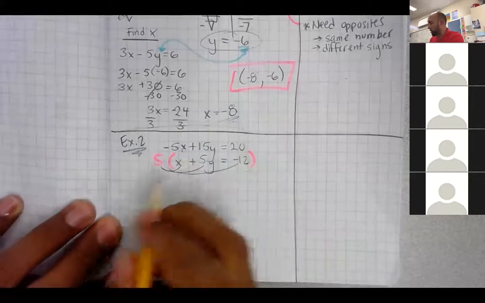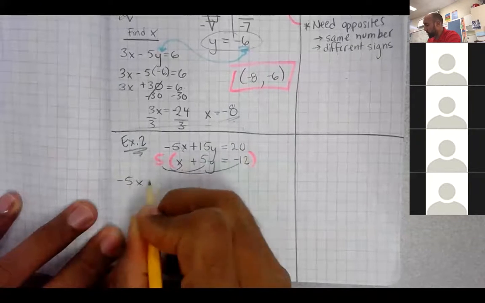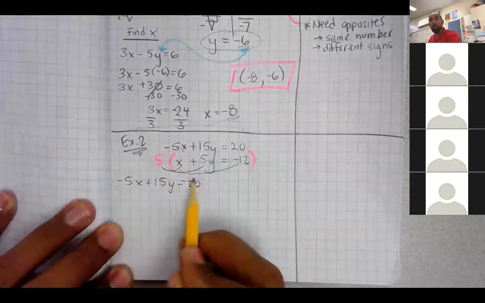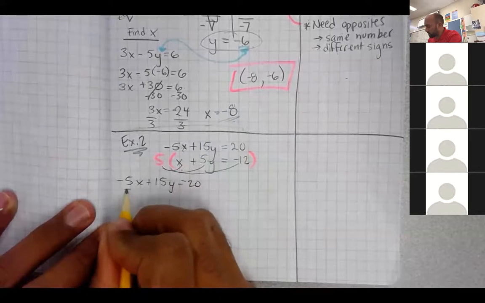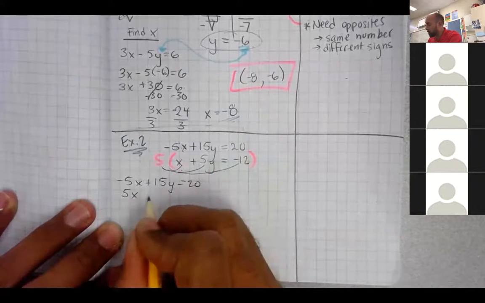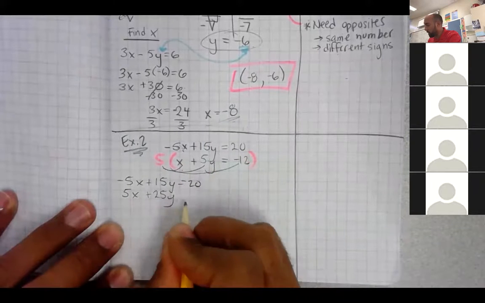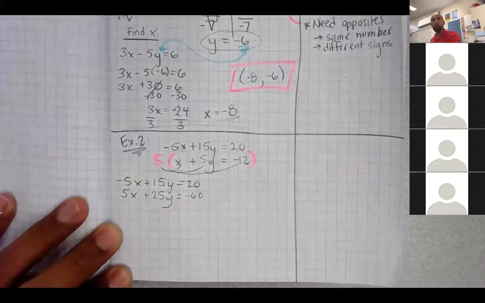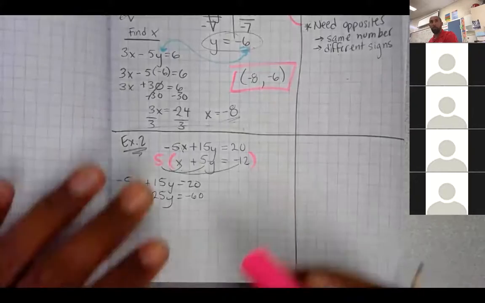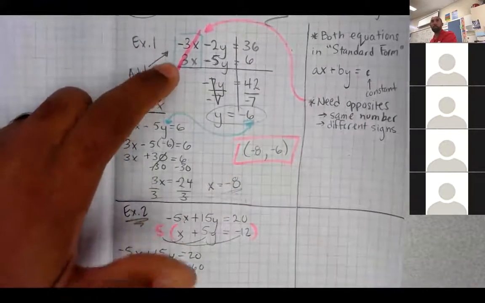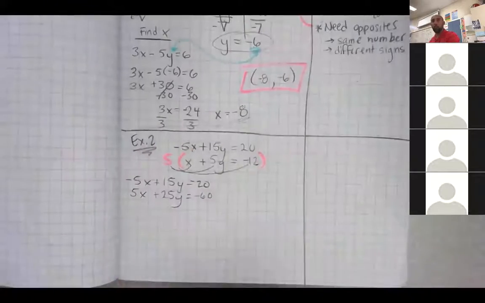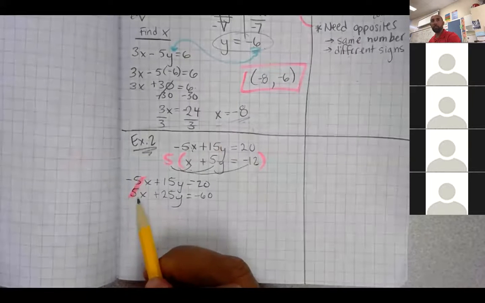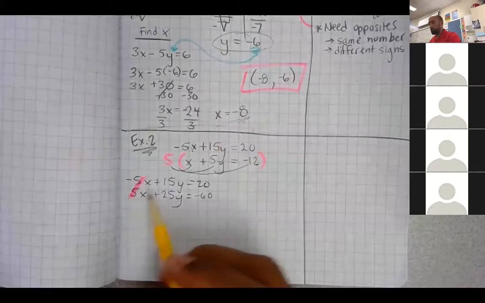All right, so here I'm going to copy the first one down. And now let's multiply every term. So 5 times x is 5x, then 5 times 5y is 25y. And then 5 times negative 12 is going to be negative 60. Now, just like before, as long as they're opposite, we're going to cancel them. So now here are our opposites, negative 5 and positive 5.